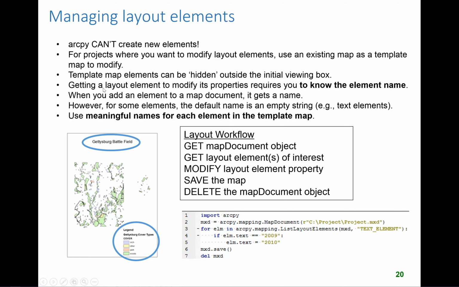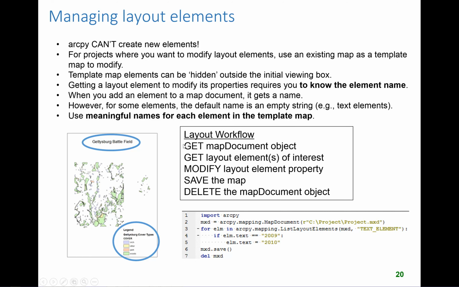Now, getting a layout element to modify it requires you to know the name of the element. So when you add an element to the map, it gets a name. You might not have noticed that, but it's automatically defined. It's automatically assigned a name. And for some of the defaults, the default name is an empty string. So when you create your template, you have to use meaningful names for each element in the map template. That way your code can point to them distinctly.